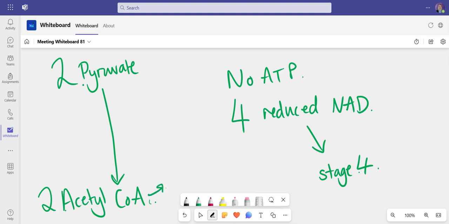The acetyls are going to go off to the Krebs cycle, and we've not got any ATPs at this stage for counting.